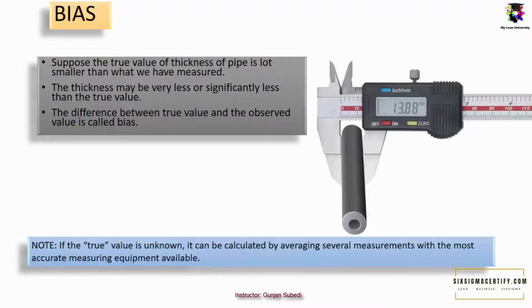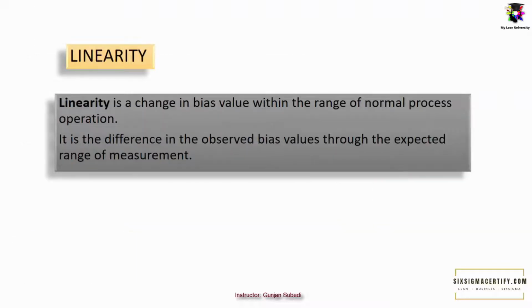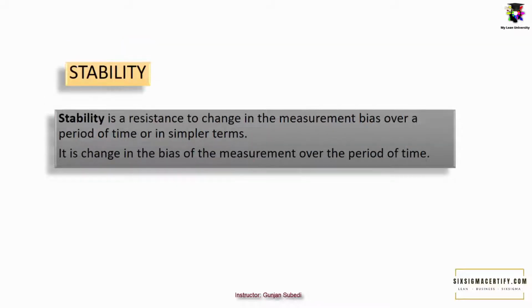There is another term, linearity. Linearity is a change in bias value within the range of normal process operations. It is the difference in the observed bias value through the expected range of measurement. Stability is a resistance to change in measurement bias over a period of time, or in simpler terms, it is the change in bias of the measurement over a period of time.